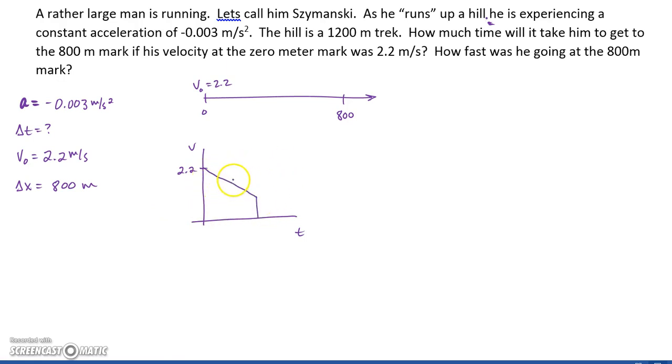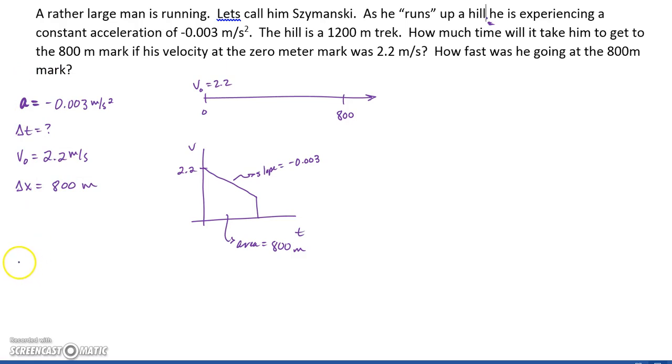But I know a few things. I know that the slope is negative 0.003. And I also know that the area equals 800 meters. So I could solve this purely graphically, but I'm going to focus on how to solve this using kinematics equations. So the first method would be to look at everything I'm given here and then pick an equation that's going to help me solve for that time.